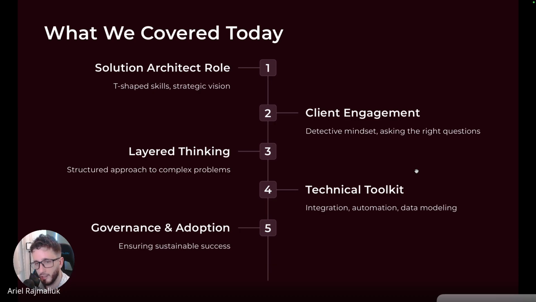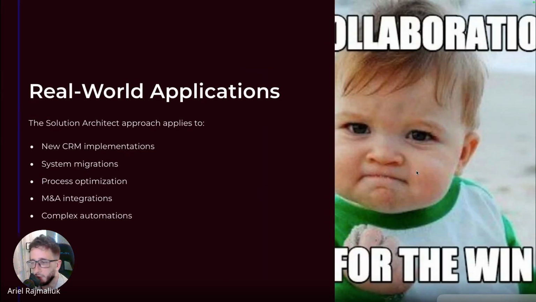Layer thinking, which is dividing this in these 6 stages that I told you. The technical toolkit, which is knowing all the tools that you have, and then governance and adoption. I mean, try to make a plan that is realistic for them to adopt. Okay. Real world applications: you can use this for CRM implementation, system migrations, mergers and acquisitions, which is very common when this gets complicated and dirty very quickly, and complex automations. Okay.